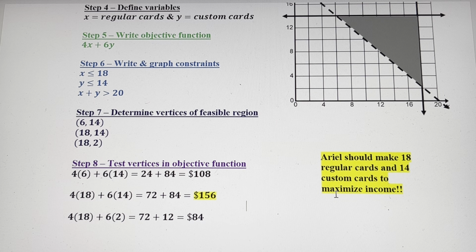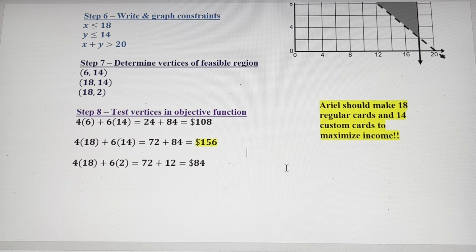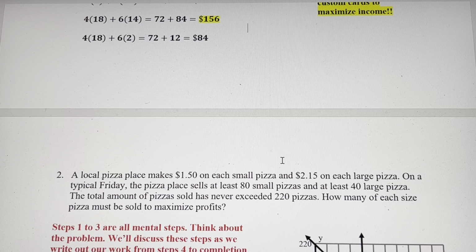If you need to go back and watch some of this again, rewind and give it a try. Go ahead and try to give number 2 a chance on your own. I'm going to make a separate video, and you can come back and watch that.